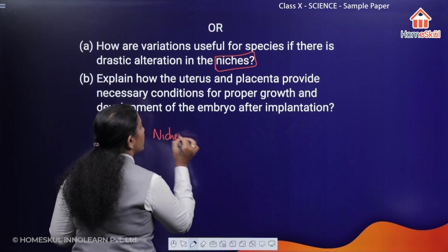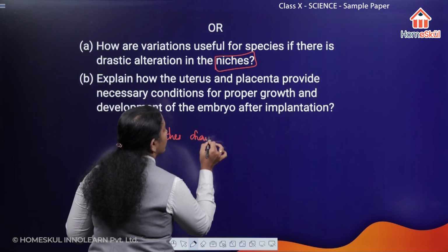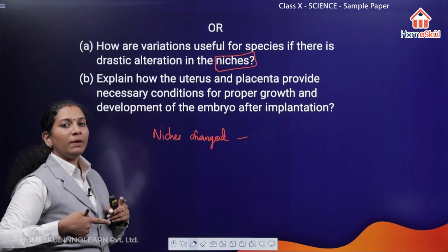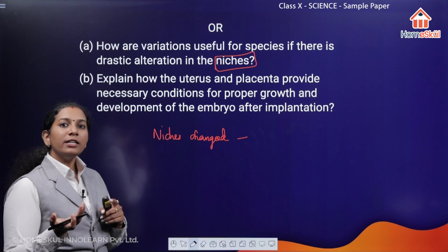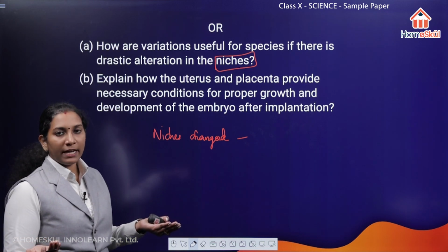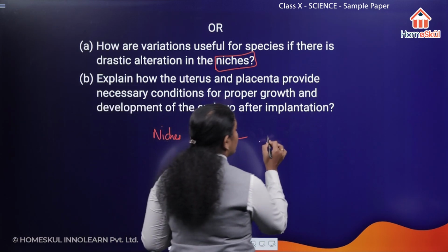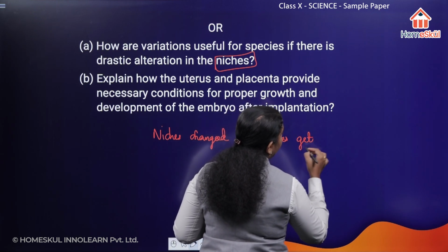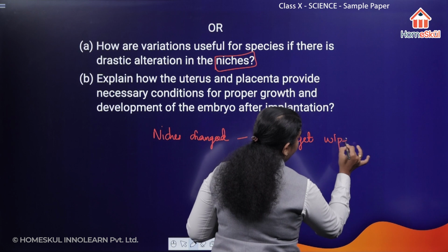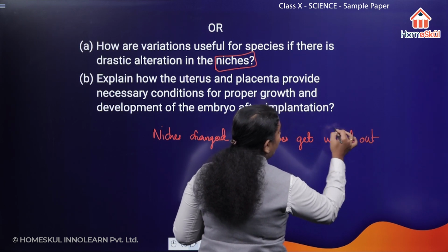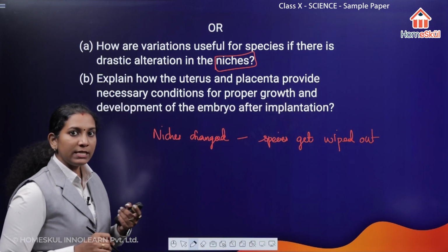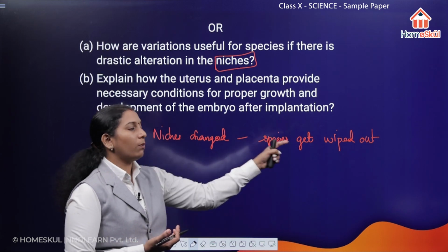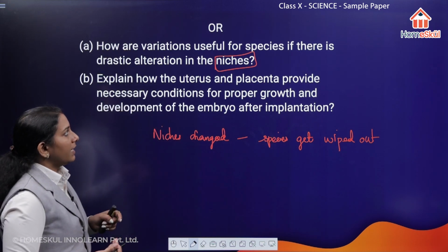Okay, the niches will get changed. Then what will happen? If the environmental conditions change, the species will get wiped out from that environmental condition. So if a drastic change happens in the niches, the organisms living in this particular niche will get wiped out. That is the thing.